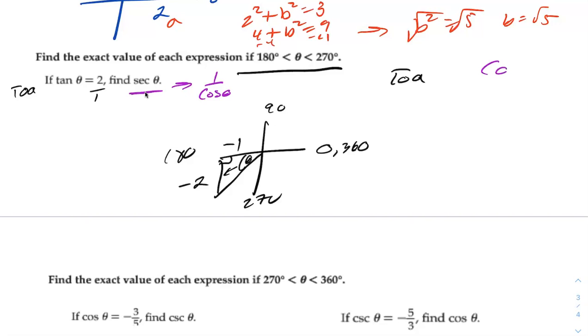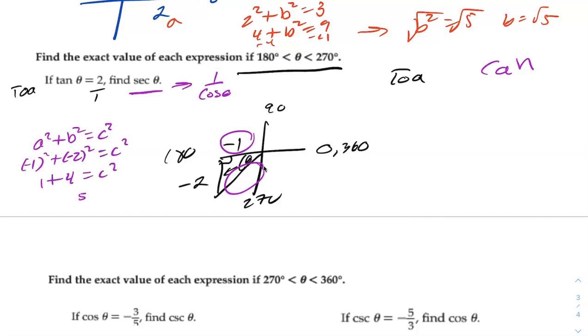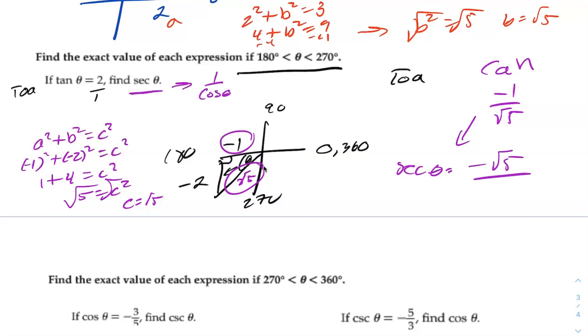Well, cosine is SOHCAHTOA, so adjacent over hypotenuse, which again I don't have. So let's find it. a squared plus b squared equals c squared. This time we're missing the hypotenuse, so that's my c. So negative 1, we can say negative 1 squared, doesn't really matter. When you square it, it becomes positive. So I get 1 plus 4 equals c squared. 5 equals c squared. c equals root 5. Remember, hypotenuse can never be negative, so it's a positive root 5. So cosine is negative 1 over root 5. That makes secant the reciprocal, so negative root 5. So there we go.